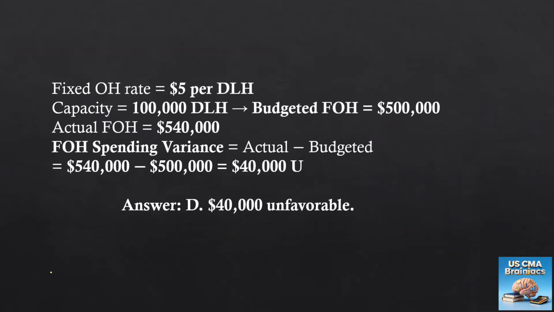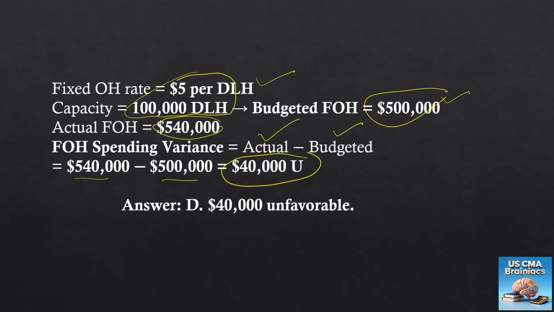To see the answer: fixed overhead direct labor hour capacity is 100, so budgeted is 500,000, which is 100 multiplied by 5. And actual fixed overhead is 540,000. We already discussed that the formula is actual minus budgeted: 540,000 minus 500,000, that is 40,000. Clear?